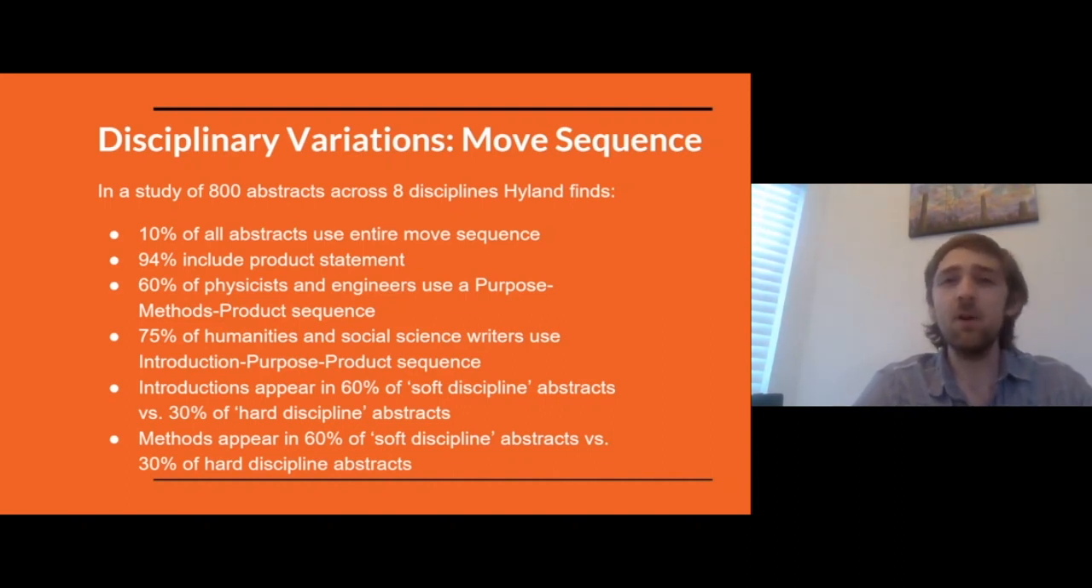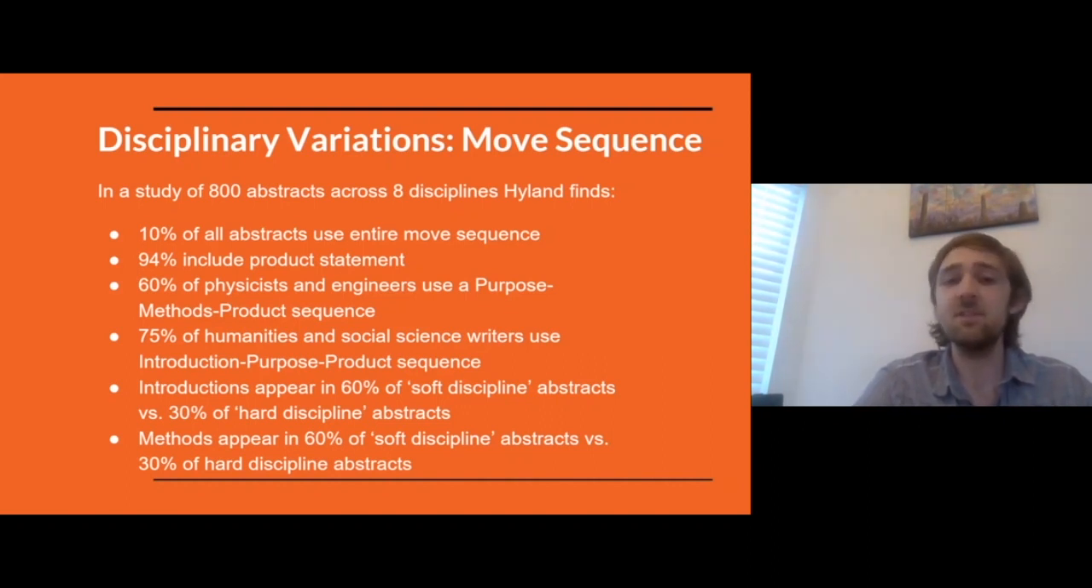Now, Hyland, the same author who put forward the move sequence we just looked at, did a study of 800 abstracts across 8 different disciplines and actually found that the way disciplines use moves varies widely. So just as an example here, we see only 10% of all abstracts use the entire move sequence, so used every single section that we identified with that sample earlier. 94% included product statements, so product, proving that the study produced something, proved to be very relevant across most disciplines. However, as you look further down, you'll see that the variations are quite marked otherwise.